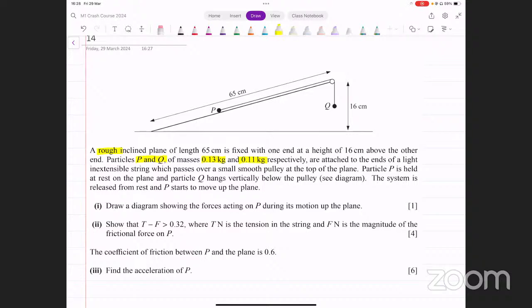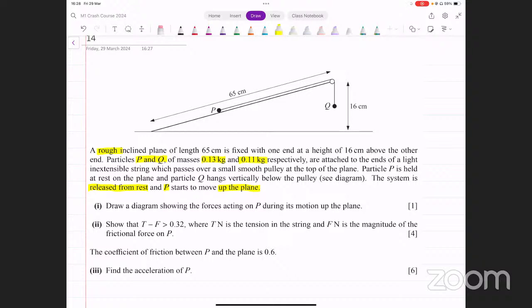There's a smooth pulley on top of the plane. Particle P is held at rest and particle Q hangs vertically below the pulley. The system is released from rest. Now, when the system is released from rest, P starts to move up the plane.